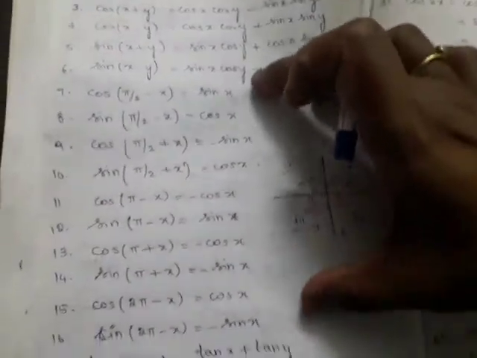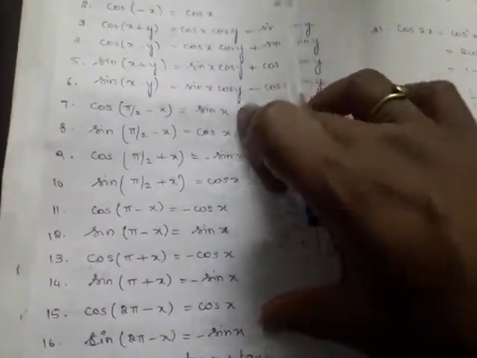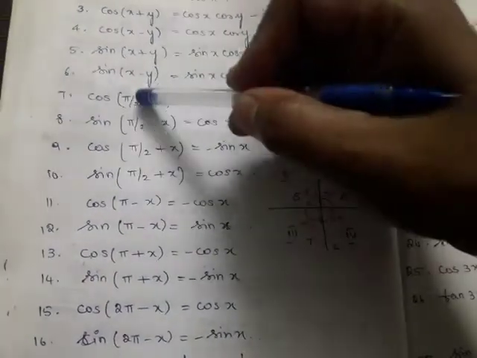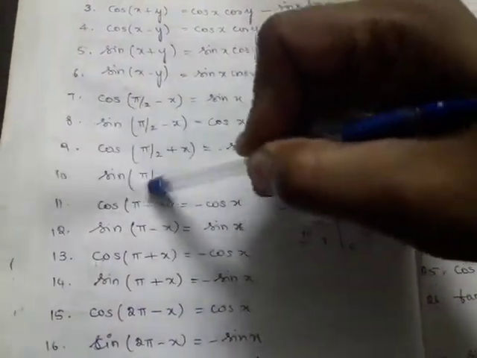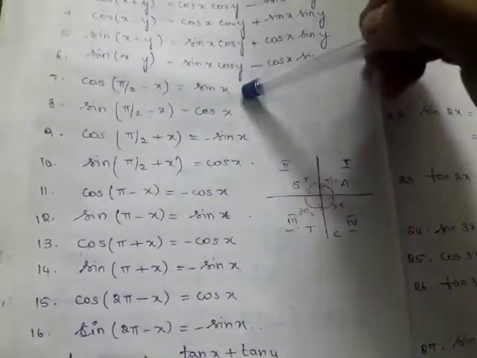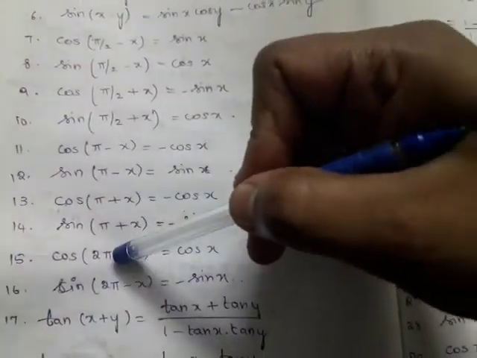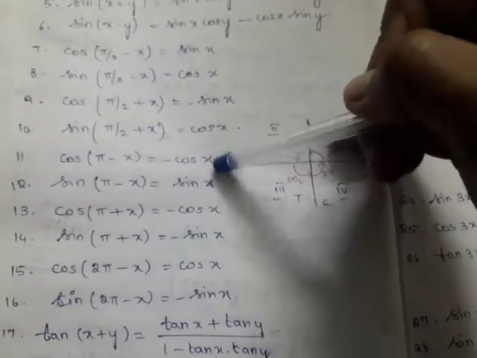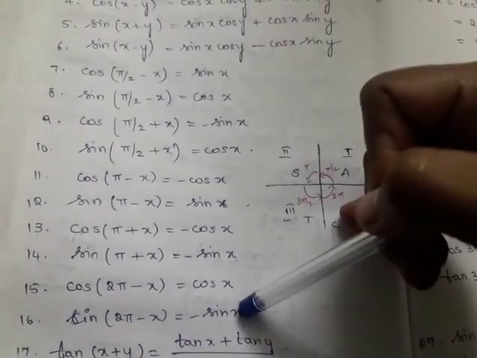Now come back to this set of identities. I'll give you a clue. When it comes to pi by 2 angle, cos will become sine and sine will become cos. When it comes to pi and 2 pi, cos will remain cos, sine will remain sine. There won't be any change in the trigonometric function.